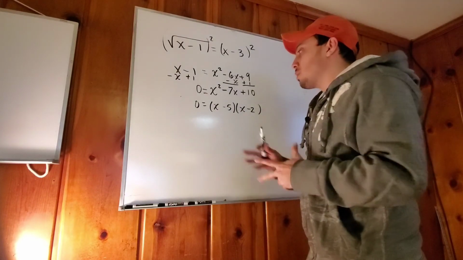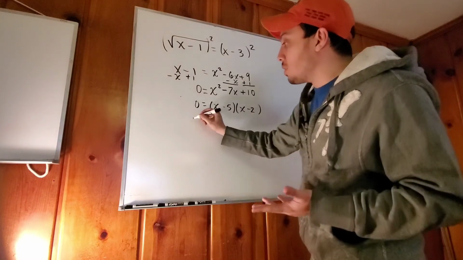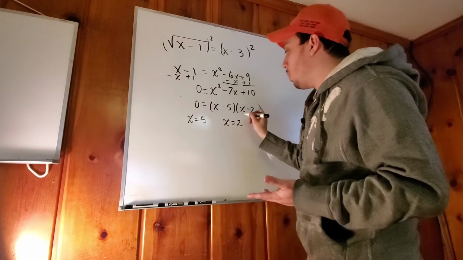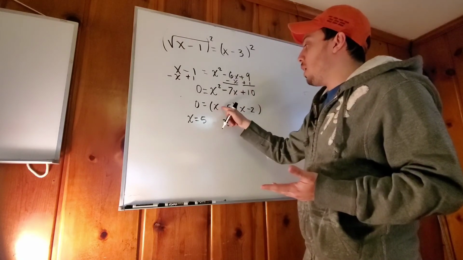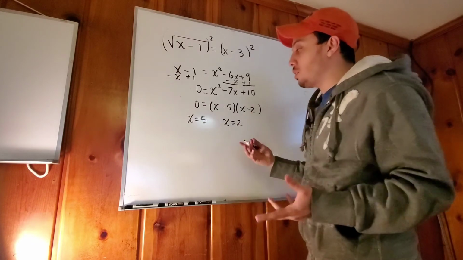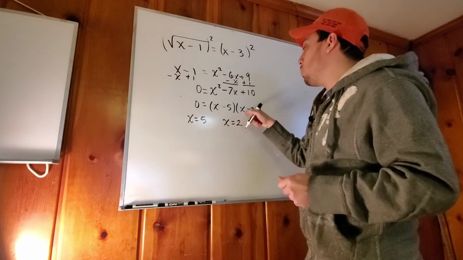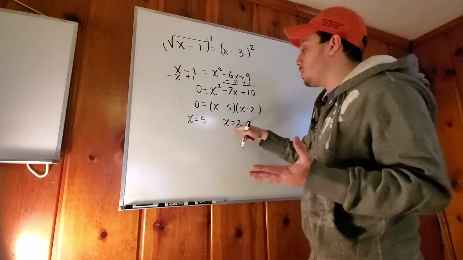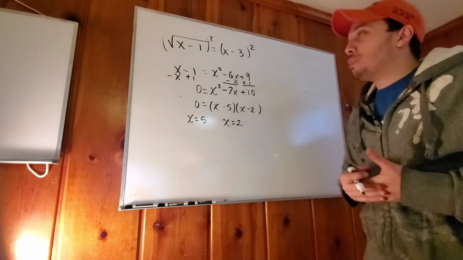And so what I'm going to do is solve for x. In here, x is going to be 5 and x is going to be 2. Why? Because if I make x minus 5 equal to 0, I have to add 5 on one side, and so x equals 5. And if I do x minus 2 equals 0, I have to add 2 to both sides, and so x equals 2. So that's what I do. But now I have to check.